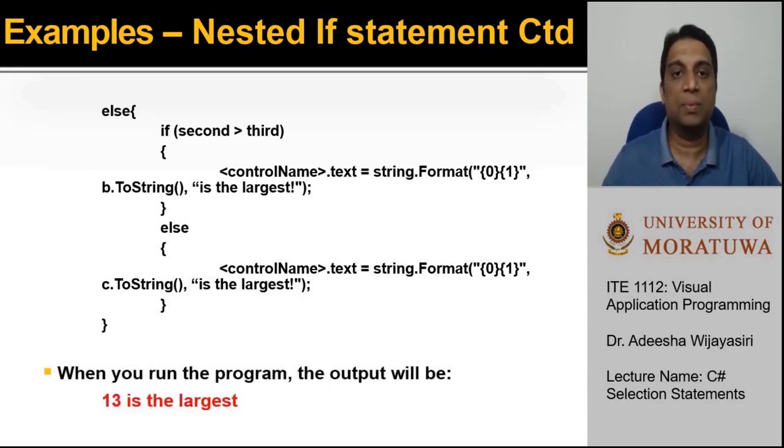According to this example, we have already initialized the variables. A is 7, B is minus 23, and C is 13 in this case. So when we execute the program, the first if clause will be evaluated to true as 7 is greater than minus 23. But the inner clause will be false as 7 is not greater than 13. So the else clause will be executed and 13 is the largest will be printed.